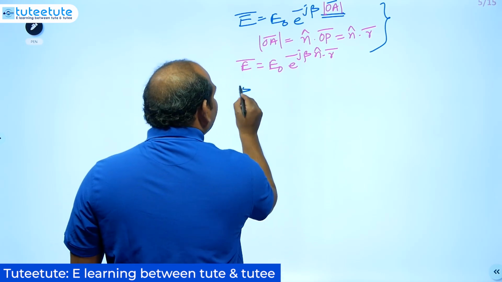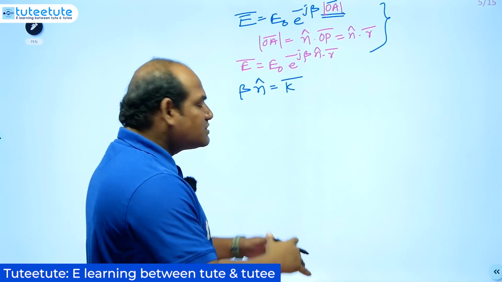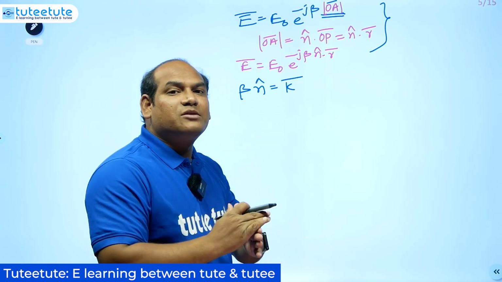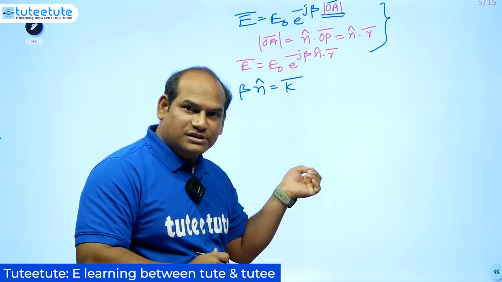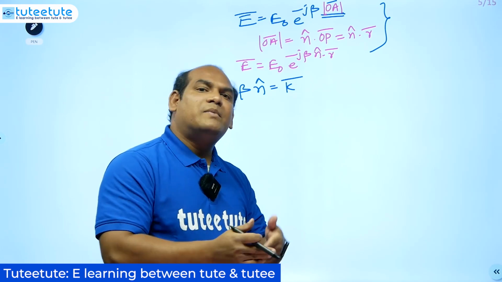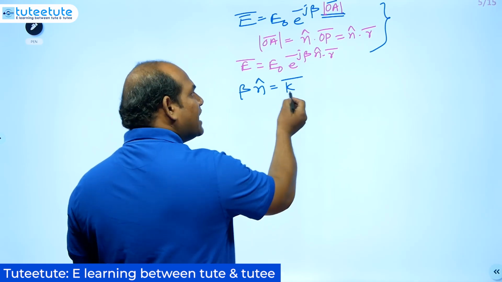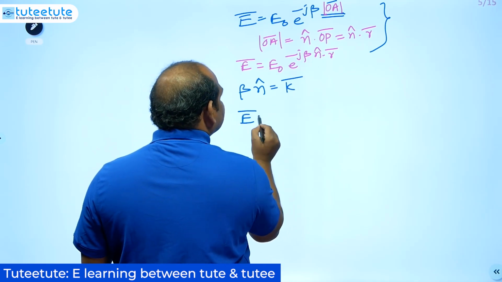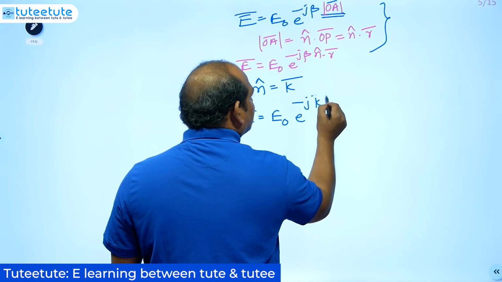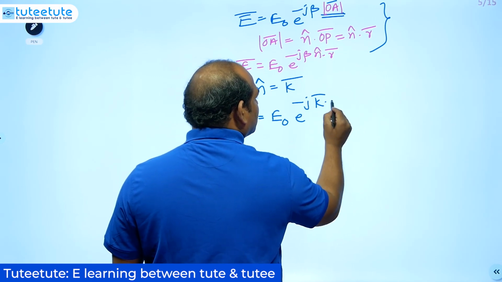Now, this beta into n cap can be taken as K bar. This is one new vector. n cap is a unit vector, but beta into n cap, the direction will not be changed. Beta is the phase constant. So beta into n cap means its magnitude is not unity, but its direction is the n cap direction only. That means the direction of propagation. So generally the direction of propagation is given by K bar. So now E bar is equal to E naught into e power minus j K bar dot R bar. That is what we can tell.